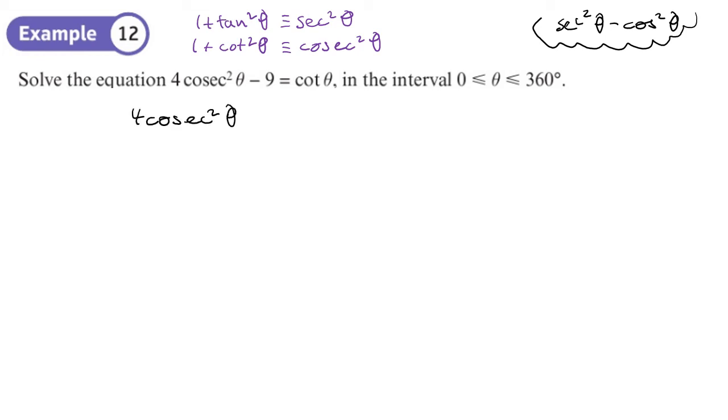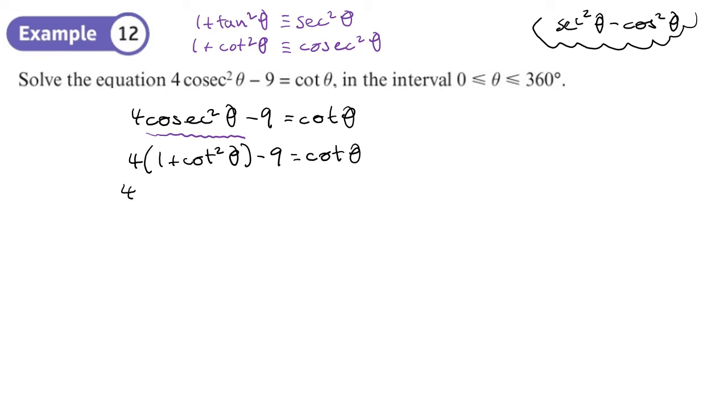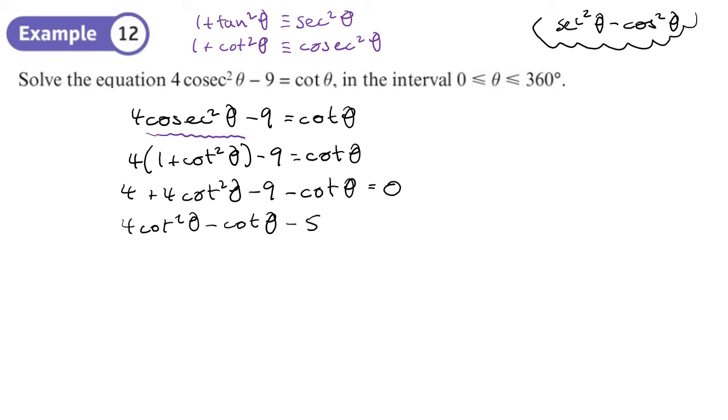Right, so let's change this cosec squared using the second identity to 1 plus cot squared. So I'll get 4, 1 plus cot squared, minus 9 equals cot. So that's 4 plus 4 cot squared minus 9 minus cot equals 0. So let's make it look more like a quadratic. 4 cot squared minus cot, and then we've got 4 minus 9, which is minus 5, equals 0.